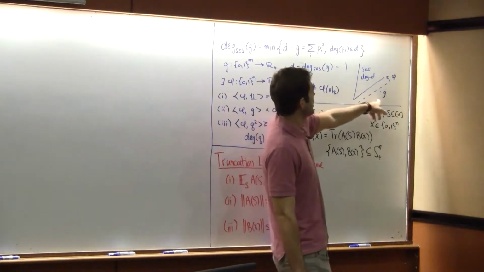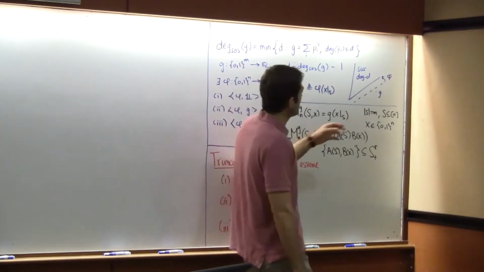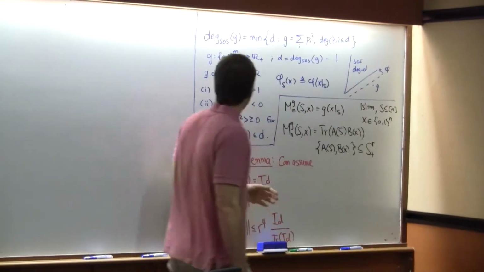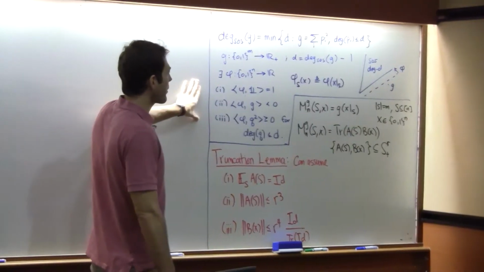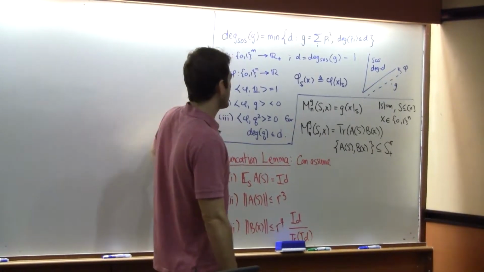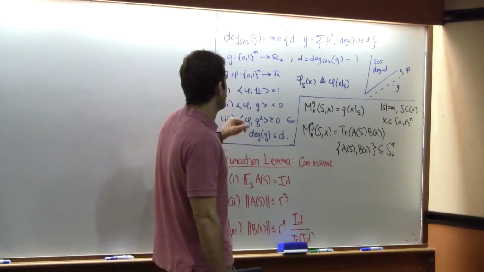What we said is that, since d is the sum of squares degree minus 1, it means that g is not in the cone of degree d sums of squares, which means that we can separate it from that cone by a linear functional. And here were the properties the linear functional had. Every linear functional that separates you from this cone has these properties.